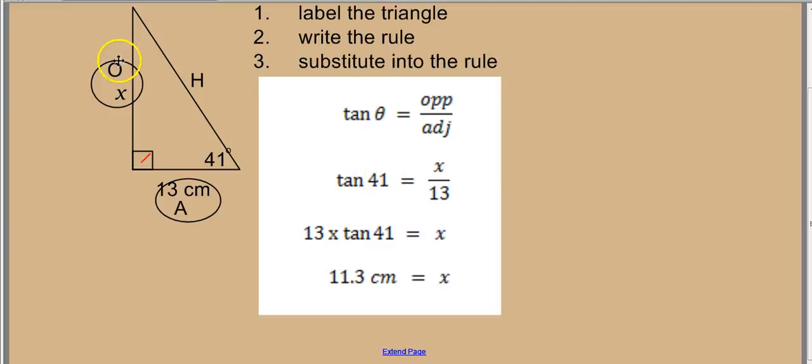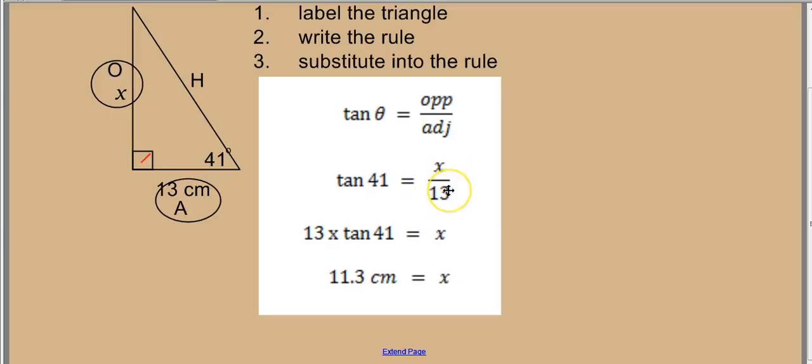Then, being very careful, we identify the symbol or the number that's on the opposite side, and we put it there on the top, and the symbol or number that's on the adjacent side, and we put it on the bottom. Now, here we have tan 41. Tan 41 is just a number. You press tan 41 on your calculator, it'll spit out a number. It'll be an ugly number, but it's still a number. And x over 13, x is what we need to know. So we need to get rid of this over 13. Now you'll remember from your days with algebra that over 13 means divide 13.